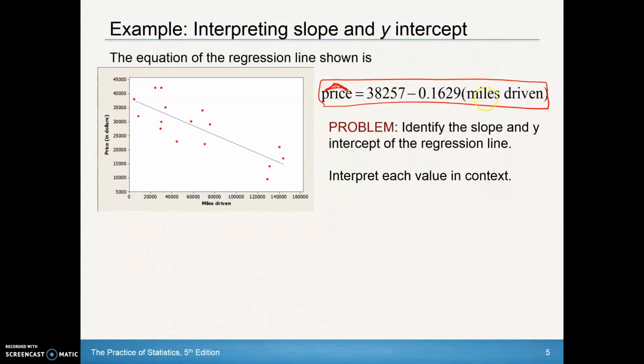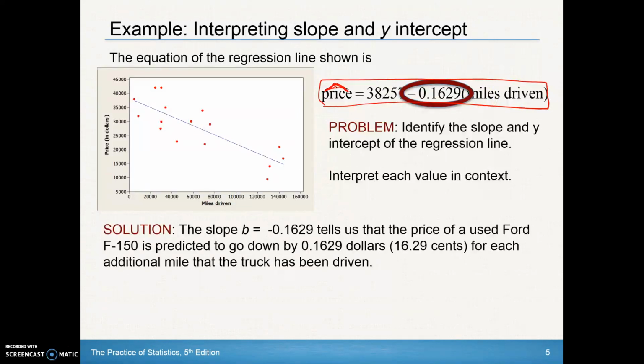And this is the formula. So, identifying the slope and the y-intercept of the regression line. Well, the slope is that negative 0.1629. And that tells us the price of a Ford F-150 will go down by $0.1629, or in other words, 16.29 cents for every mile. You can think of that as putting that over 1 and thinking this is going down 16 cents per 1 mile.